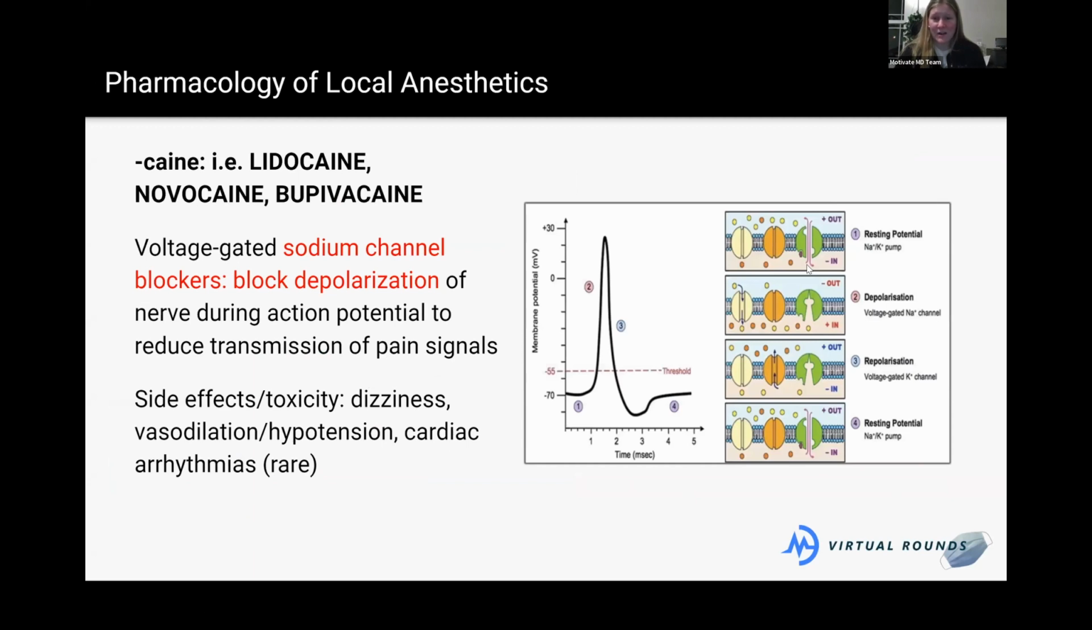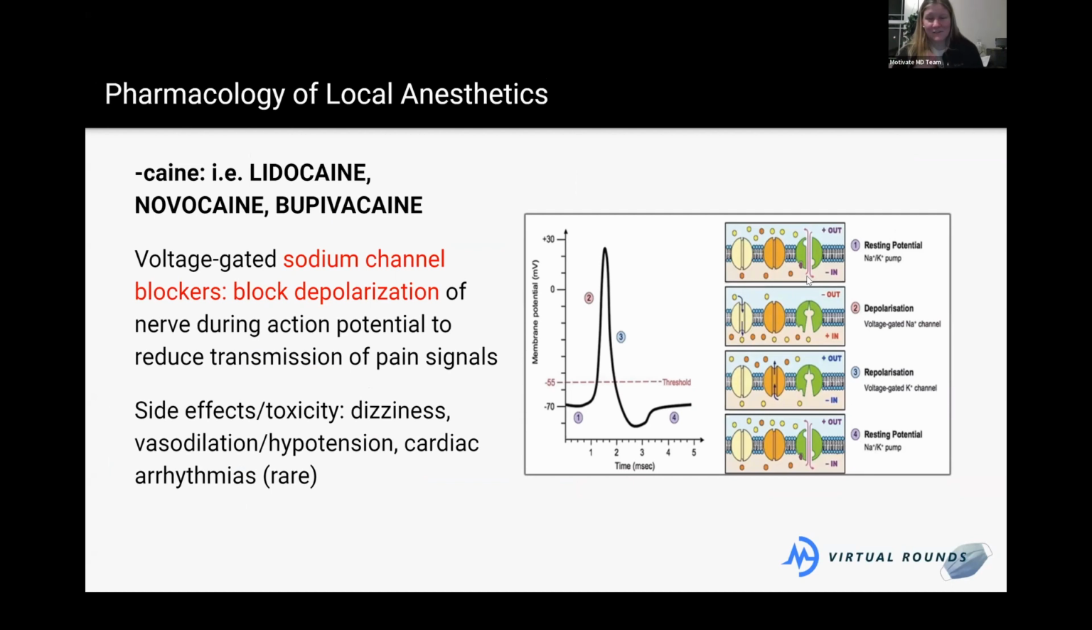I did also want to talk about the pharmacology of local anesthetics. Like how do they even work, right? So anything that ends in the suffix -caine, C-A-I-N-E, for example lidocaine, novocaine, bupivacaine, these are all local anesthetics that have the mechanism of being a sodium channel blocker.